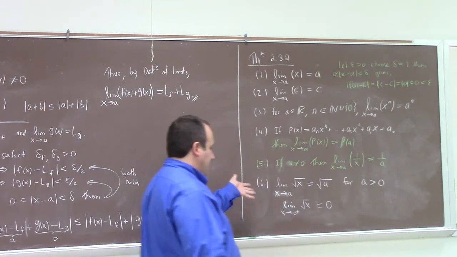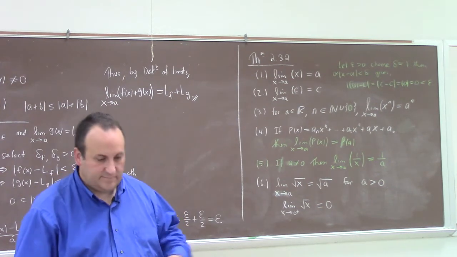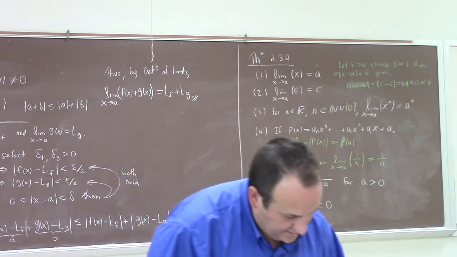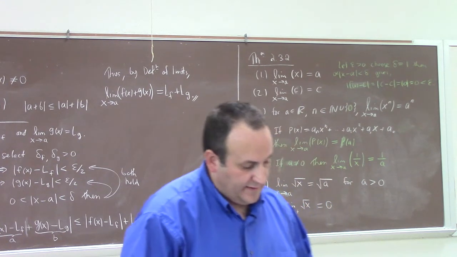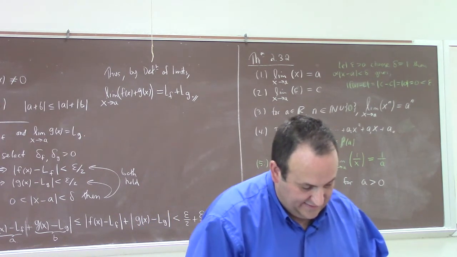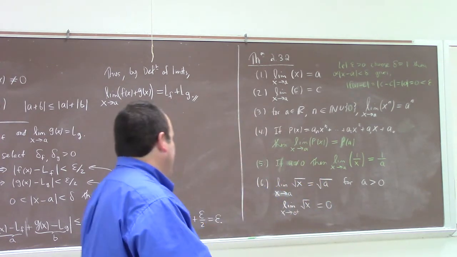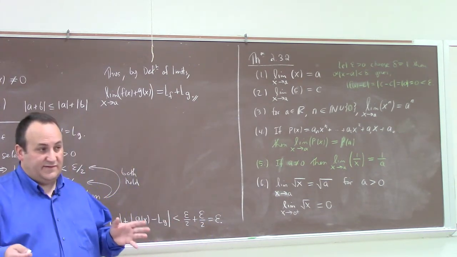But as long as you're not, for positive a, you can look at the double-sided limit for square root of x, and it is exactly what you'd think it would be. All right, so I also have a 7 and an 8. Let me just summarize what 7 and 8 say.